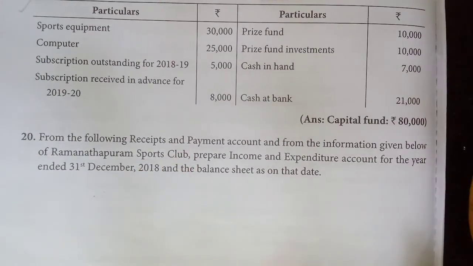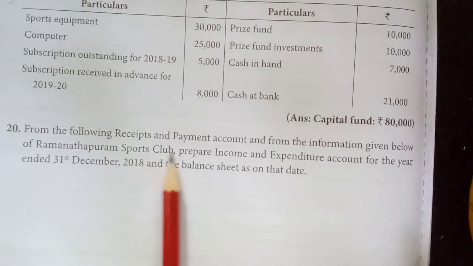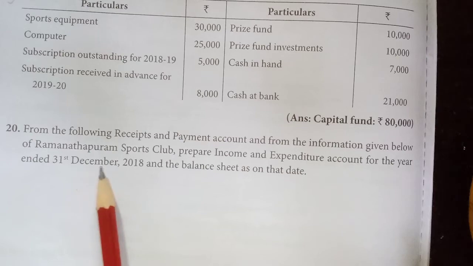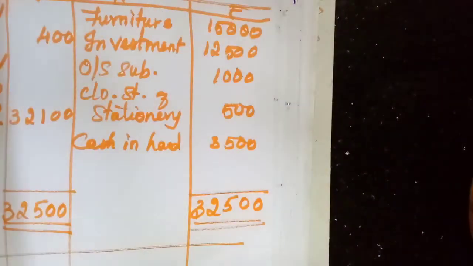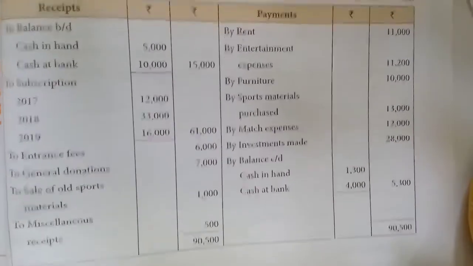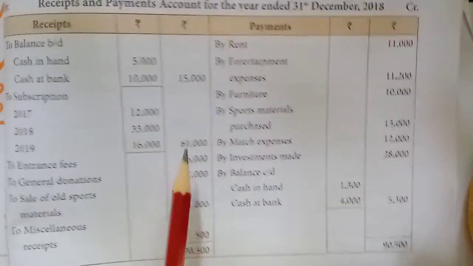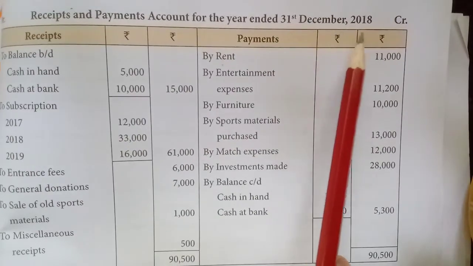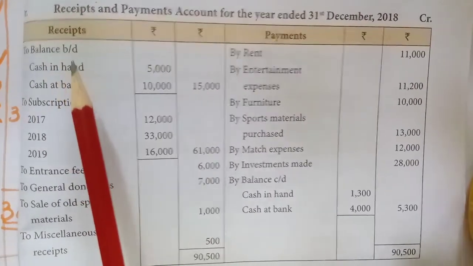Exercise 20. From the following receipts and payments account and from the information given below of Ramanathapuram Sports Club, prepare the income and expenditure account for the year ended 31st December 2018 and the balance sheet as on that date. Hope you have done all the 7 problems that I gave you yesterday. All those were very small only, isn't it? You have completed? Okay. Now, receipts and payments account for the year ended 31st December 2018. Debtor, creditor, receipts, payments. And receipts we will read. Okay, receipts.